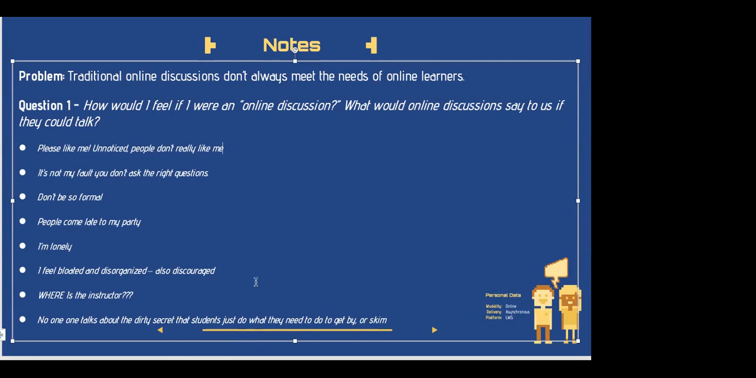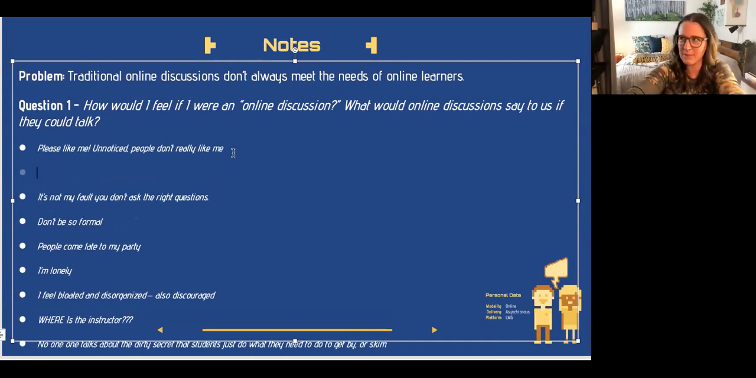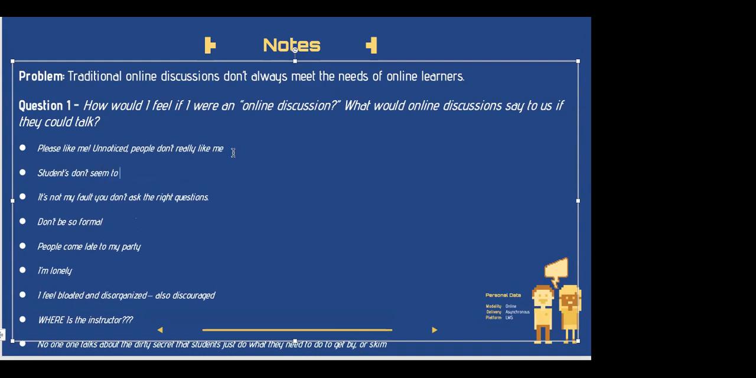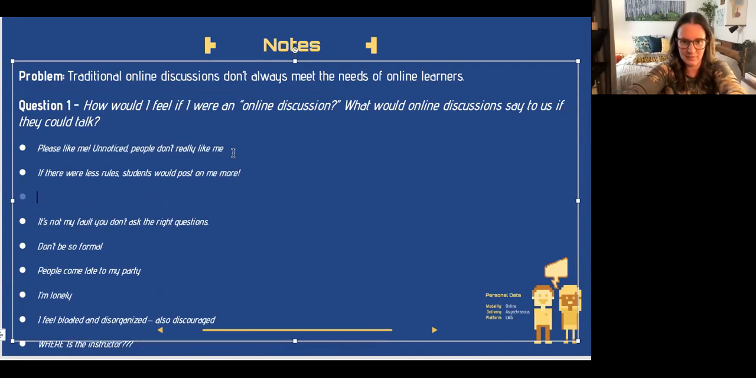Yeah. All right, but you said, sorry, I missed it. Stephanie and Dwayne, how did you word it again? Students don't seem. If there were fewer rules, then students would post on me more. What if you were thinking about the lack of clarity in knowing what is actually a benefit to an online traditional discussion? So I'm a discussion, and there are things that are great about me, and the students don't see it, right? Learners.